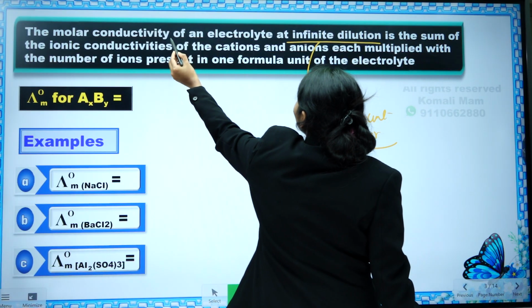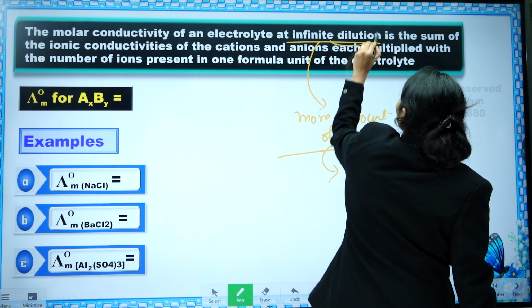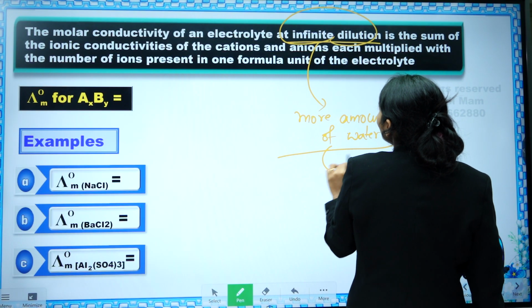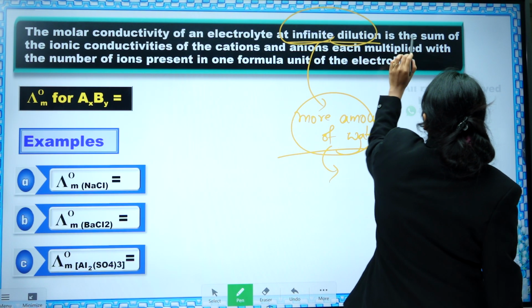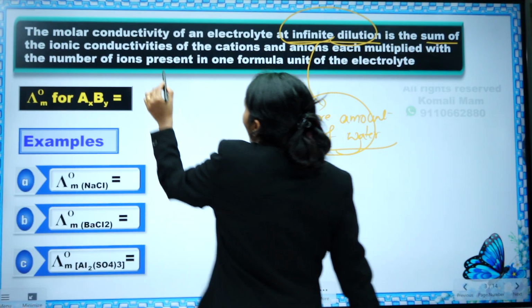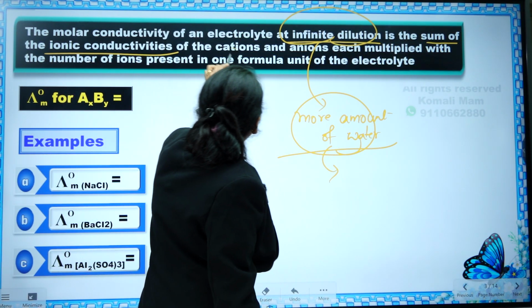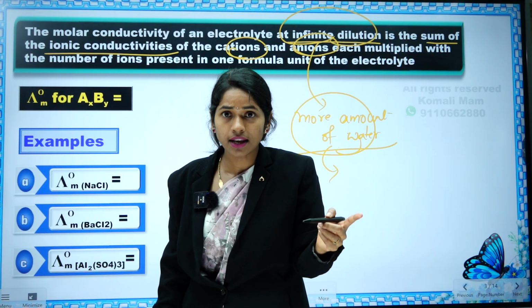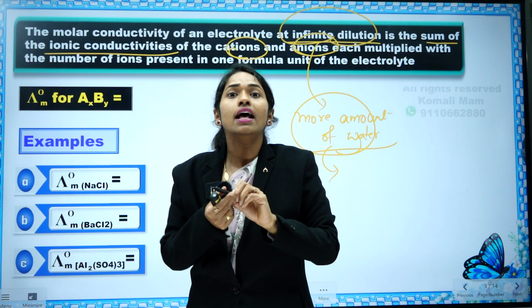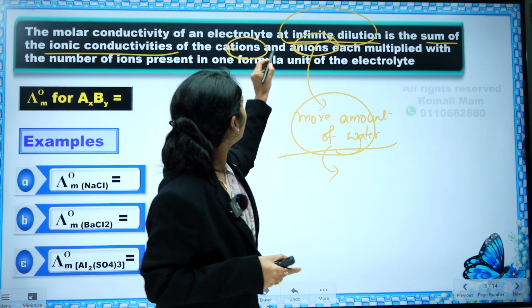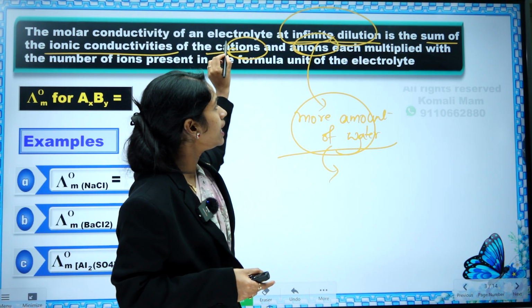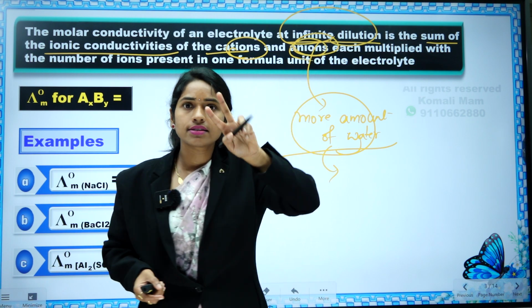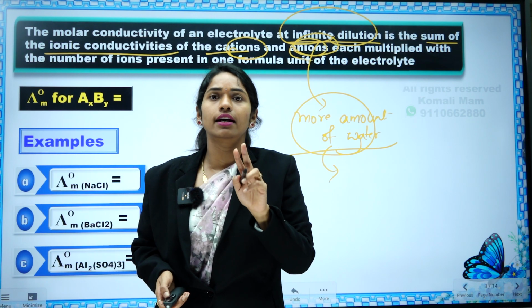Molar conductivity of an electrolyte at infinite dilution, meaning you are adding more amount of water, is the sum of the ionic conductivities of cations and anions. How many cations are there and how many anions are there? You have to multiply. For example, 3 cations: 3 into each cation conductivity, plus 2 anions: 2 into each anion conductivity.